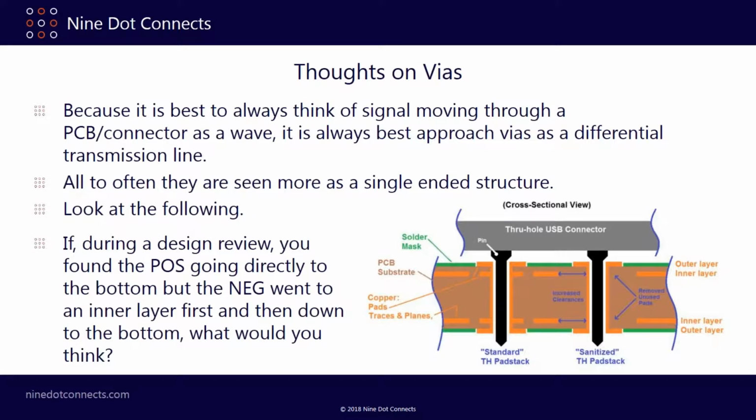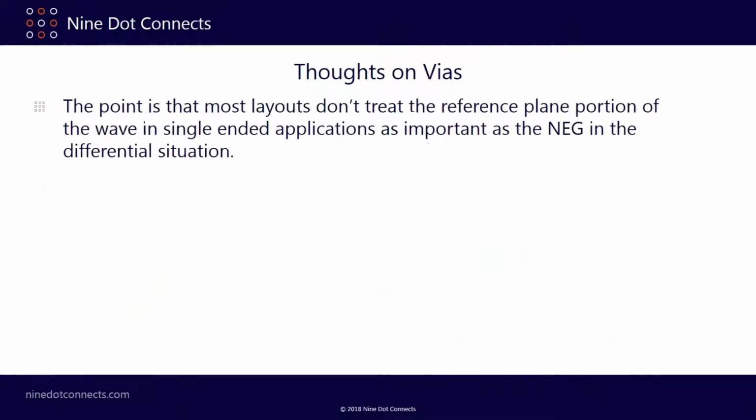So let's just say you were doing a design review on a coworker's work, just making sure it was done right. If you found the positive signal coming directly to the bottom, but the negative signal went down to an inner layer first, routed along the inner layer, and then popped down to the bottom, what would you think? I guarantee you would say to that person, I think we need to do some more training on how to properly route USB signals. The problem is what you're doing by treating all vias as single-ended is basically the same thing.